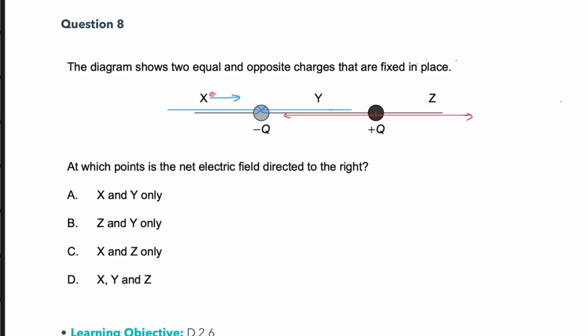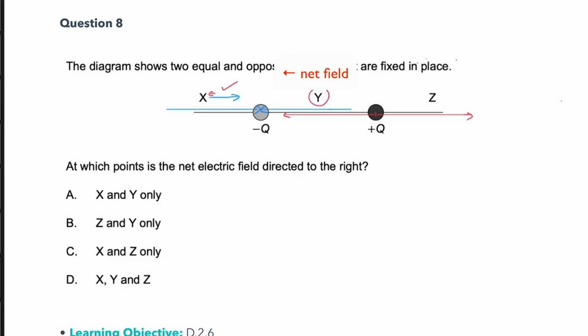So is this electric field strength directed to the right? Yes. Why? I'm going to look at a very weak electric field strength in that direction and a much stronger electric field strength in that direction. So yes, that is net right as well. So I'm looking at question 8C.